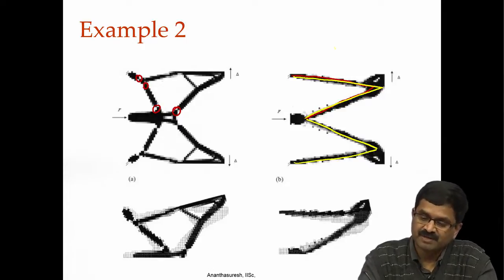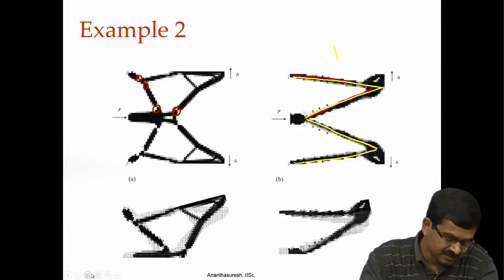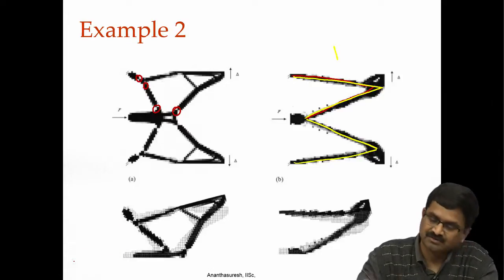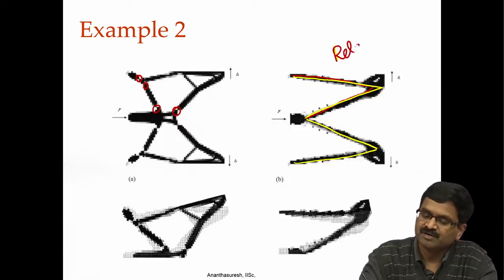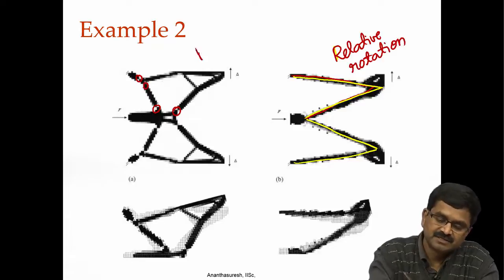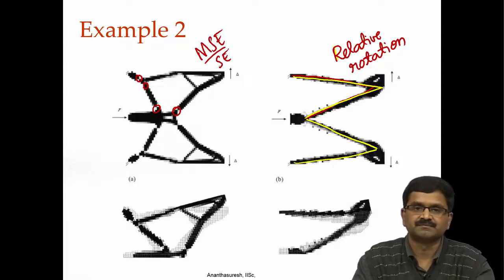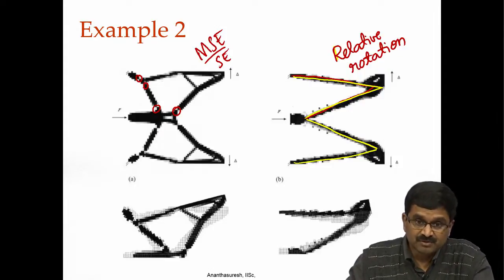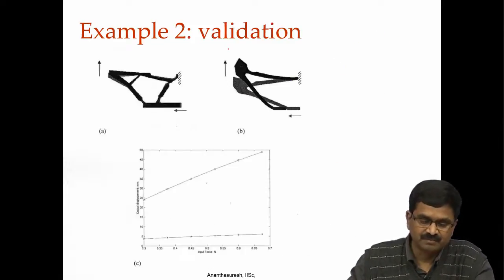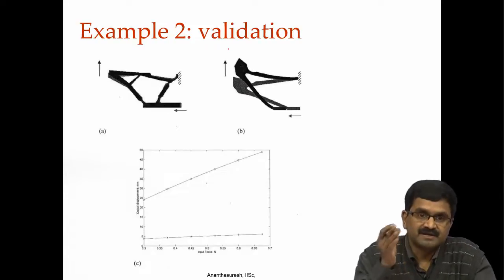This came from this relative rotation formulation that we have, cumulative relative rotation, that when you restrict or restrain, then you get this. This is the usual MSE over SE formulation. Okay. So, it is able to give us something useful. Now, let us validate it.